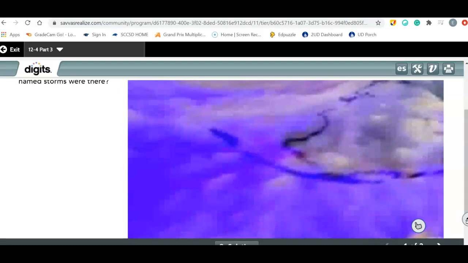can be obviously very damaging because a lot of it's because of water. Water is such a strong strength.